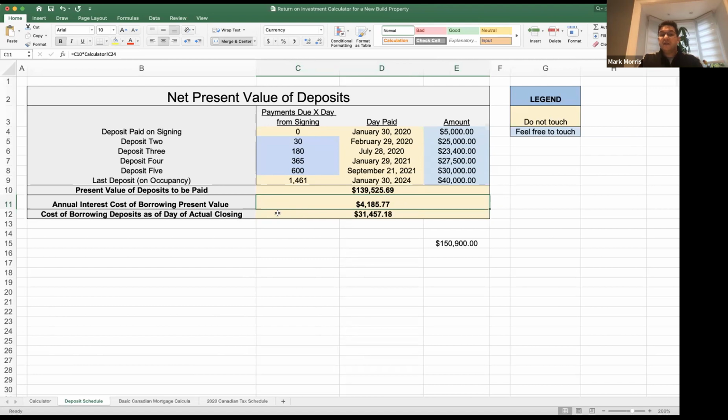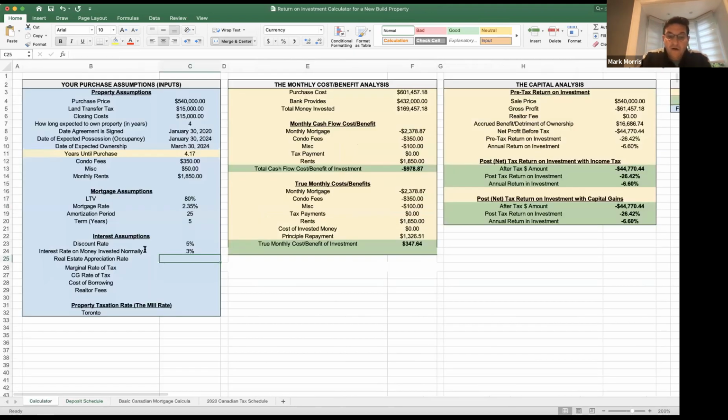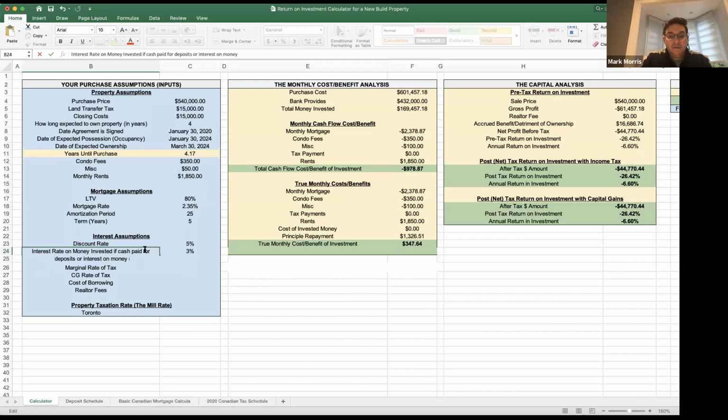And as a result, the cost of borrowing for the deposits, there's another way of looking at this. Sorry, I should write: interest rate on money invested, if borrowed, if cash paid for deposits, or interest on money borrowed to afford deposits. I know that's very long, but that will really explain what's going on.